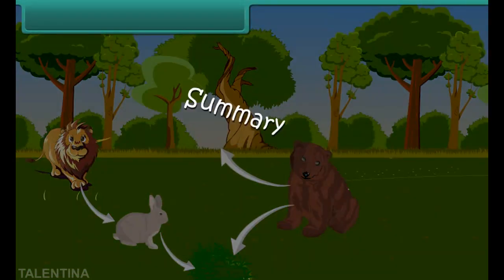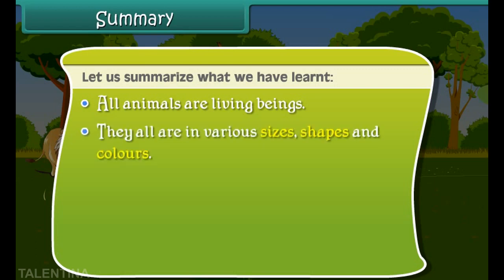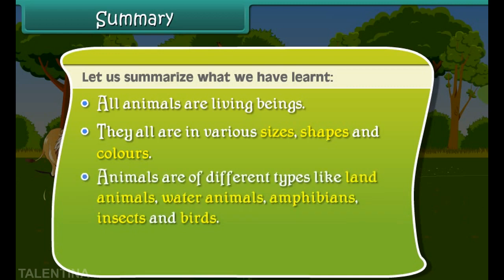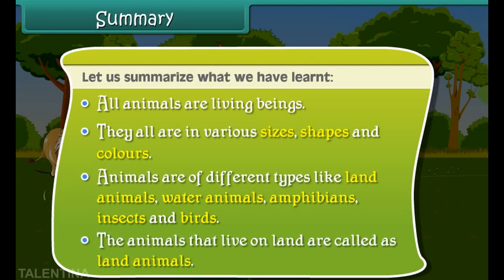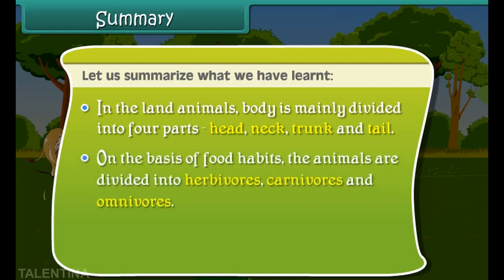Summary. Now friends, let us summarize what we have learned so far. All animals are living beings. They all are in various sizes, shapes, and colors. Animals are of different types like land animals, water animals, amphibians, insects, and birds. The animals that live on land are called land animals. In land animals, the body is mainly divided into 4 parts: head, neck, trunk, and tail. On the basis of food habits, animals are divided into herbivorous, carnivorous, and omnivorous.